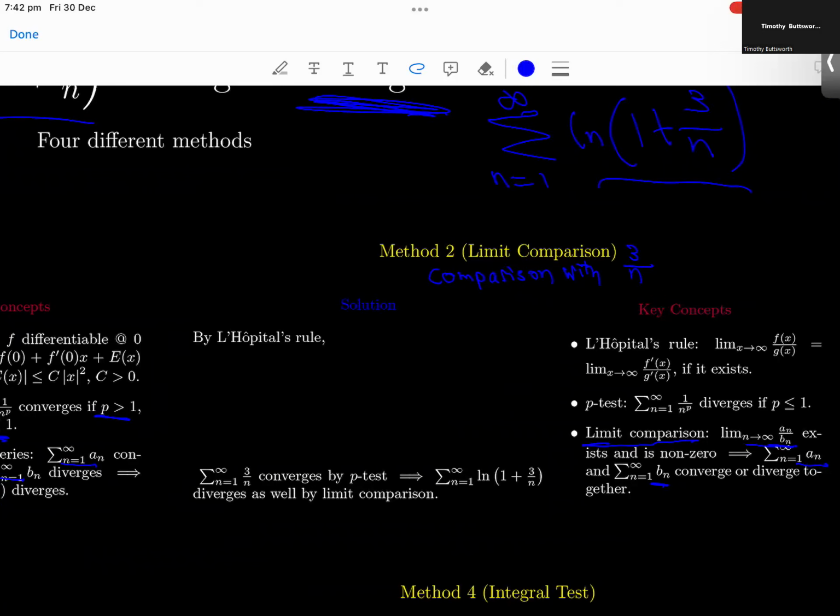So how does limit comparison work? Well, we're interested in the ratio of these two things. We're interested in the ratio of ln 1 plus 3 divided by n, and we're interested in dividing that by 3 divided by n.